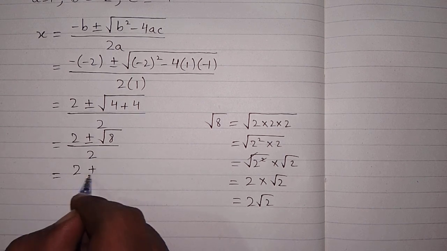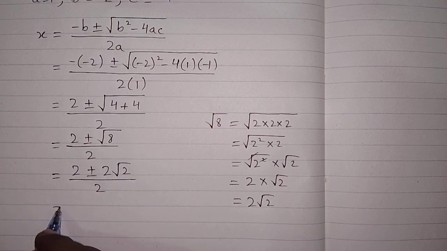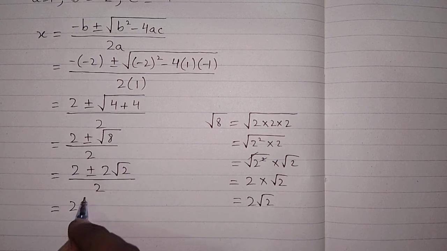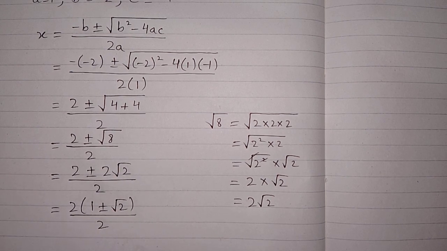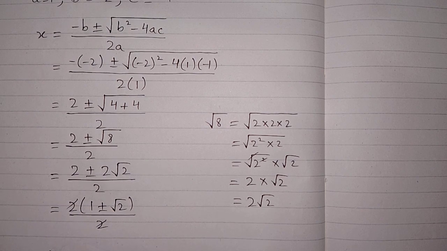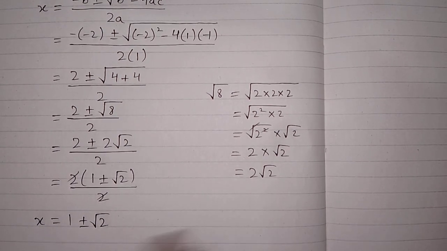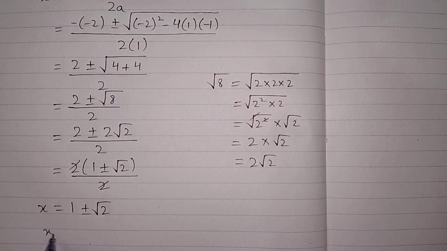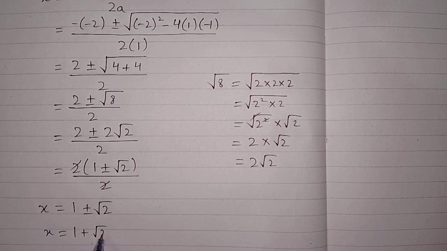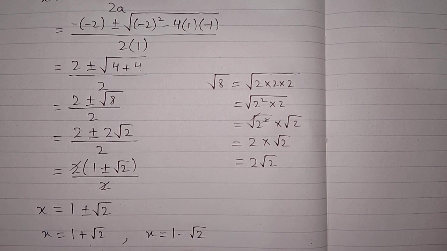So we have 2 plus minus 2 square root of 2 upon 2, and then we can take 2 common, so we have 1 plus minus square root of 2 upon 2, and then we can cancel this 2 and this 2. So the value of x is 1 plus minus square root of 2, and this is the required answer. So we can say that the value of x is 1 plus square root of 2, or the value of x is 1 minus square root of 2. So there are two values of x.